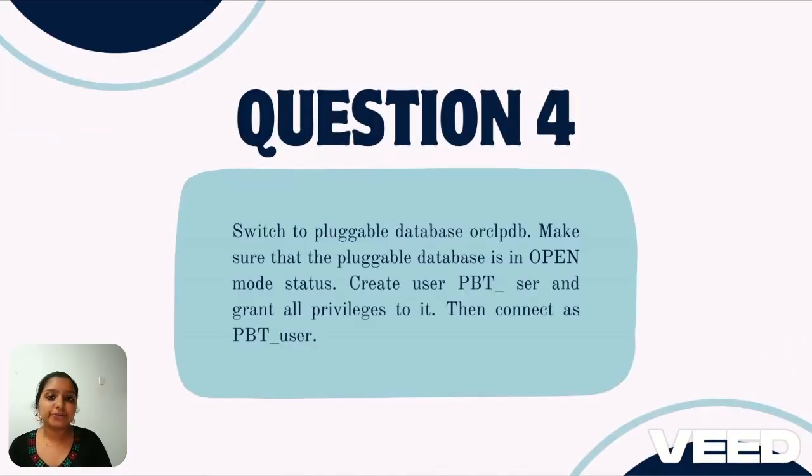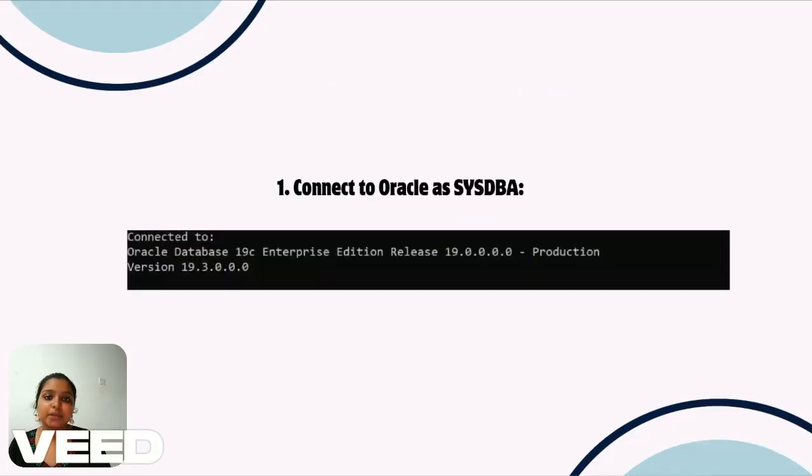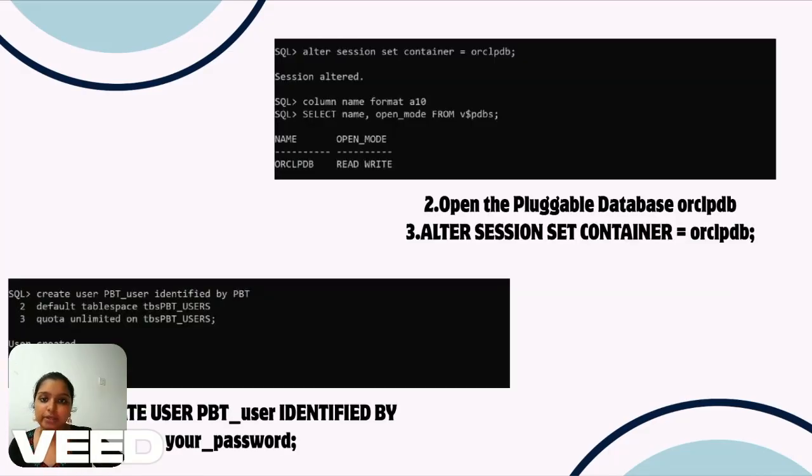So for question 4, switch to pluggable database Oracle PDB. Make sure that the pluggable database is in open mode status. Create user PBT and grant all privilege to it. Then connect it as PBT user. All right, so let's go into it. First step, we have to connect to Oracle as sysdba as usual, which is SQL plus sys as sysdba, and also the password 12345.